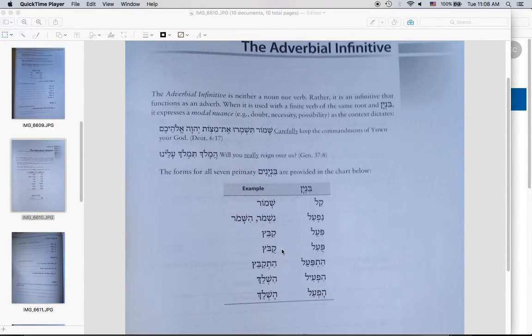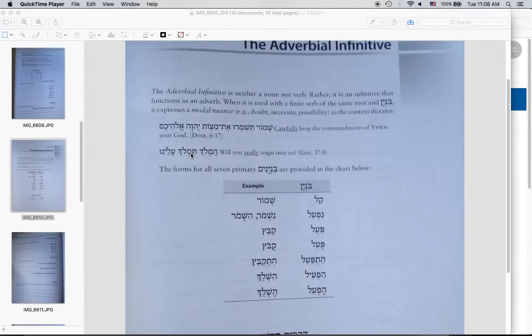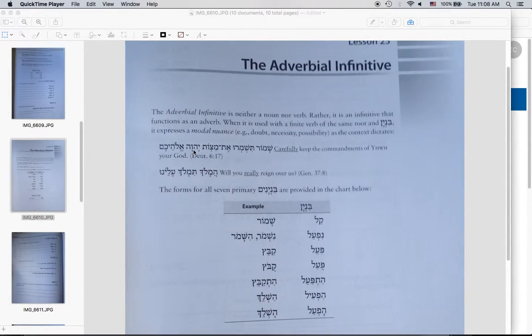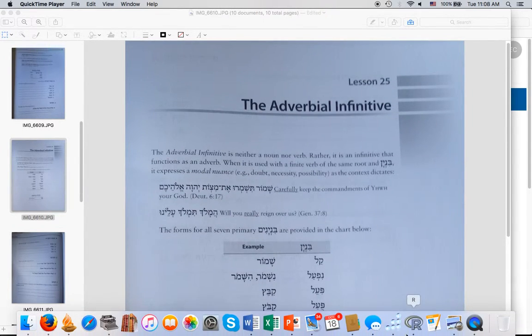The adverbial infinitive is spelled in a very similar way as a regular infinitive. It's built off of the imperfect, and we lose the prefix that normally comes on the front. Here the yod is chopped right off, and we're just left with shamor. That's how it looks, and it functions to add emphasis. It's modifying a verb because it is an adverb. So it's an infinitive that functions as an adverb, normally translated to add emphasis to the verb that it precedes. So that is lesson 25, the adverbial infinitive.